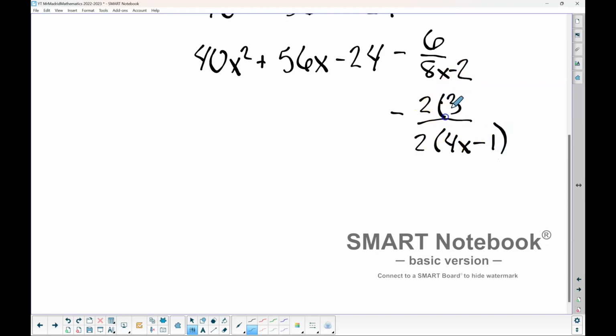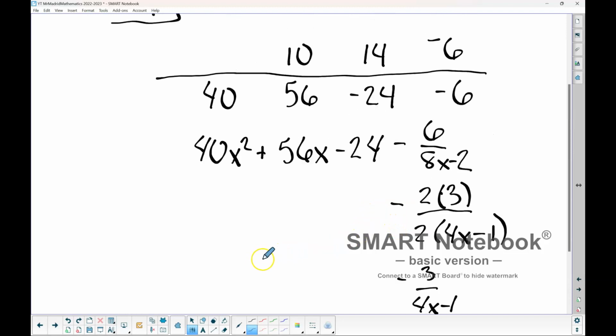So why am I doing this? Because I can cancel out these two, okay? So I have 3 over 4x minus 1. Okay, this is just simplifying fractions. So don't make it more complicated than it has to be, okay? When you see a fraction like this, you should try and factor out what they have in common, okay? That's not part of the lesson, but that's just part of the way you were trained to do math.